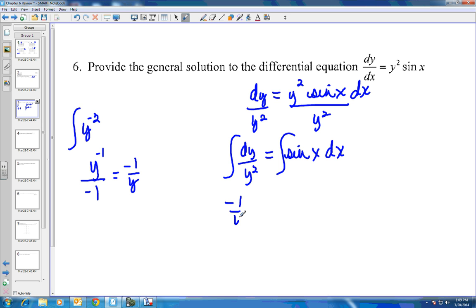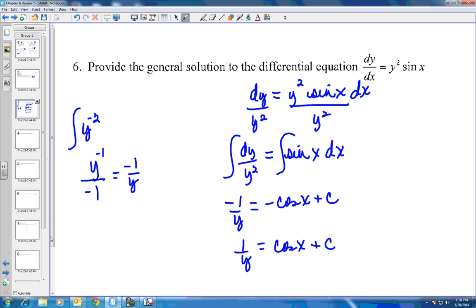Negative 1 over y equals, when I integrate sine x, what do I get? And is it positive or negative? It's negative cosine x plus c. Okay, now when it says provide the general solution, that means that we want y equals something. So first of all, both of these sides are negative. Can I multiply by negative and get 1 over y equals positive cosine x plus c?